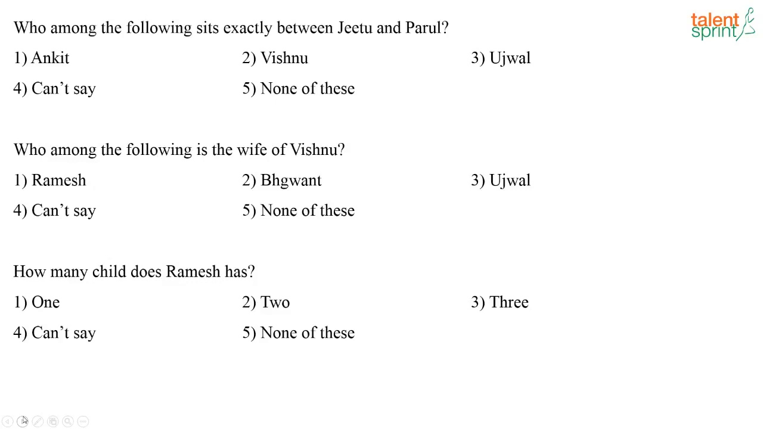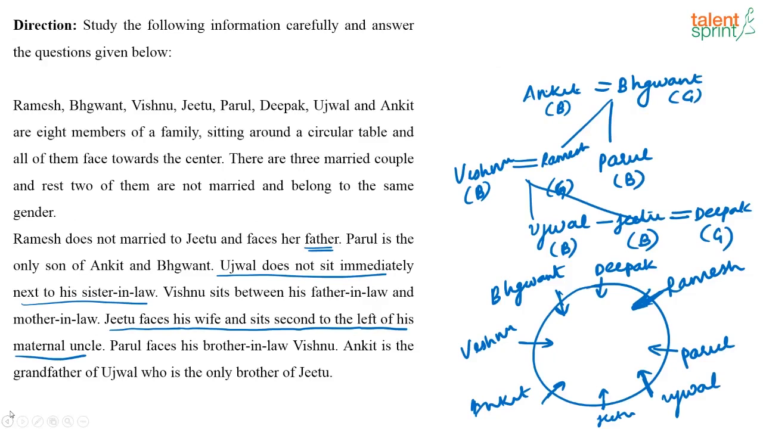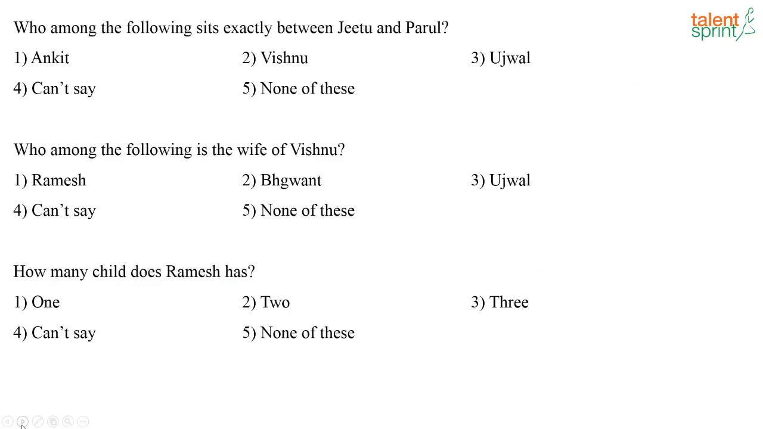First question: Who among the following sits exactly between Jeetu and Parul? Ujjwal sits between Jeetu and Parul. Who among the following is the wife of Vishnu? Ramesh is the wife of Vishnu. How many children does Ramesh have? Ramesh has 2 children, that is Ujjwal and Jeetu. Correct answer is option 2.